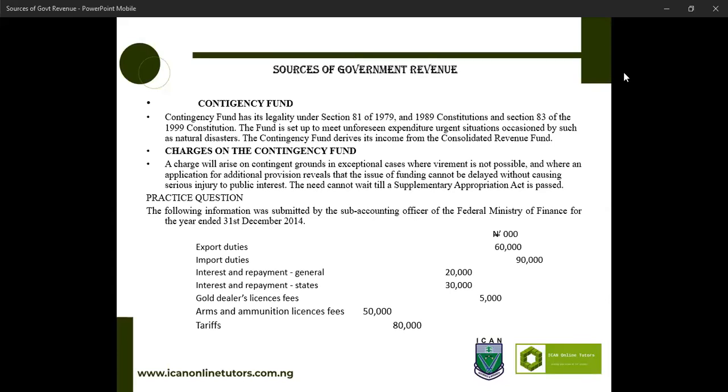What are the charges on this contingency fund account? A charge will arise on contingency grounds when the need arises. In exceptional cases where virement is not possible, that is, where it is not possible to move funds from one head of account to another head of account, and where an application for additional provisions reveals that the issue of funding cannot be delayed without causing serious injury, like the case of an internally displaced persons, IDP, camp, to public interest. So the need cannot wait till a Supplementary Appropriation Act is passed, because this might not have been budgeted for in the annual estimate.